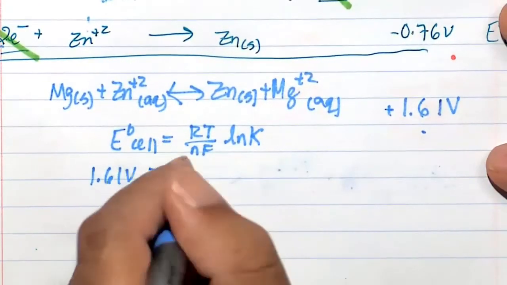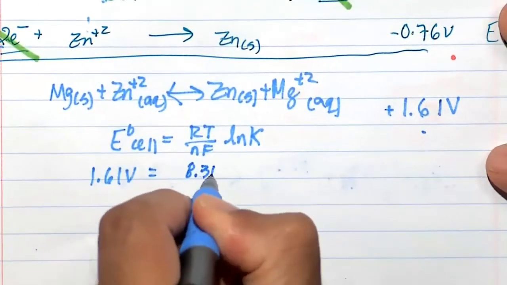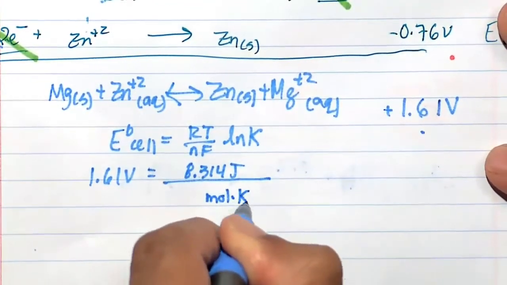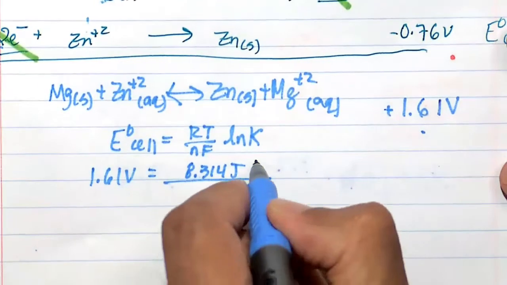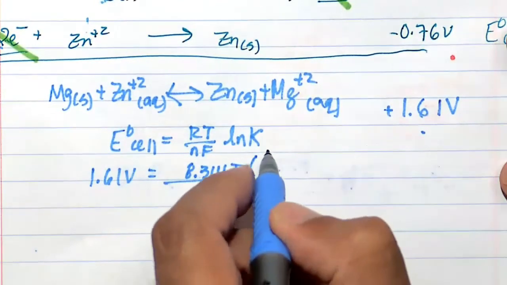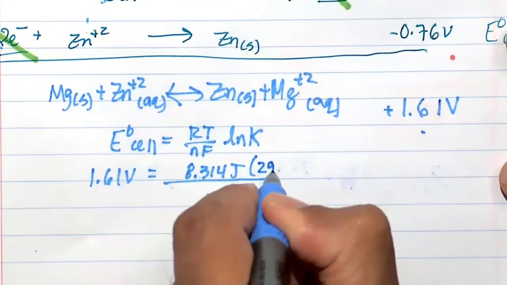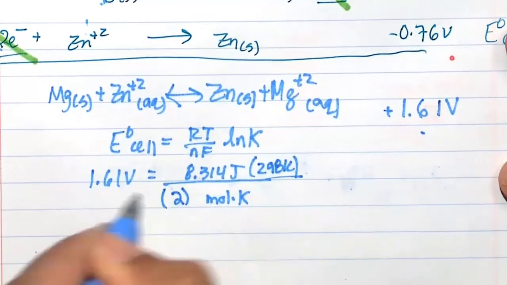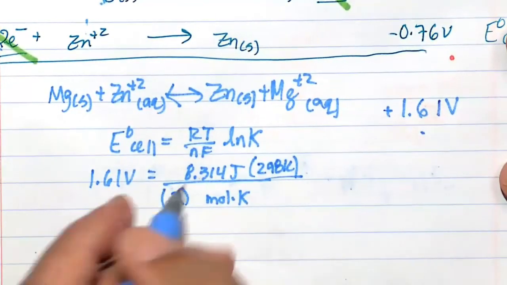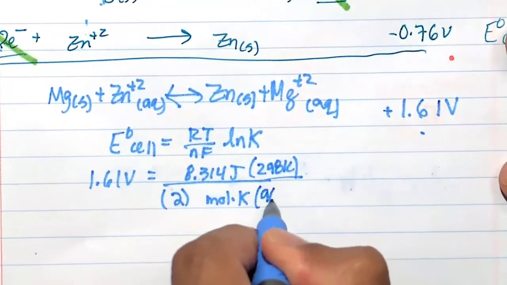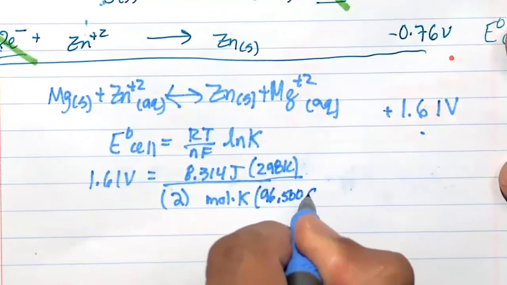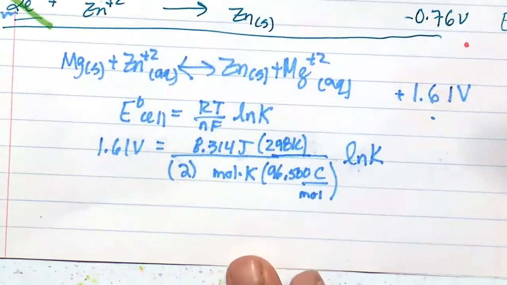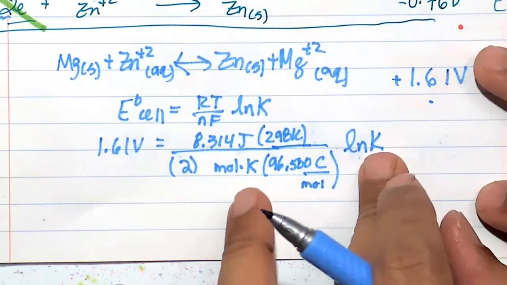R here is 8.314 joules per mole Kelvin. I'll give that constant on the exam. T is 25 degrees C, which is the same thing as 298 Kelvin. N, this is a 2 electron transfer, so N is 2. And F is 96,500 coulombs per mole, right? That times natural log of K.